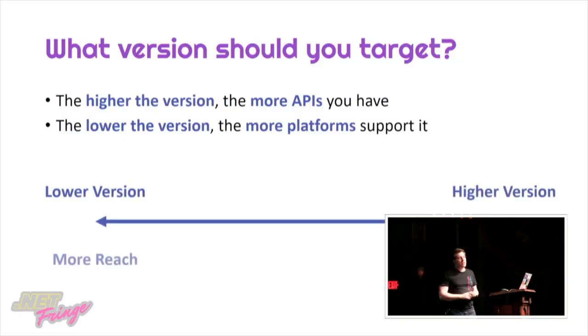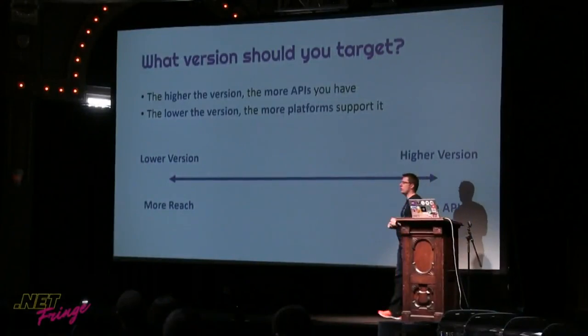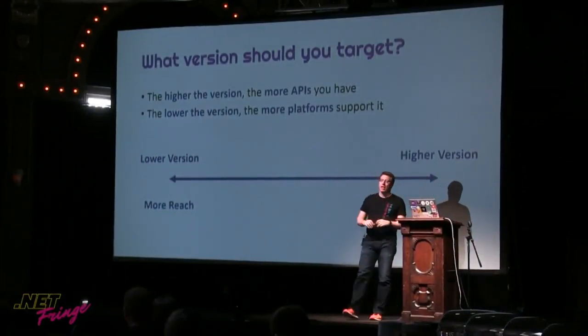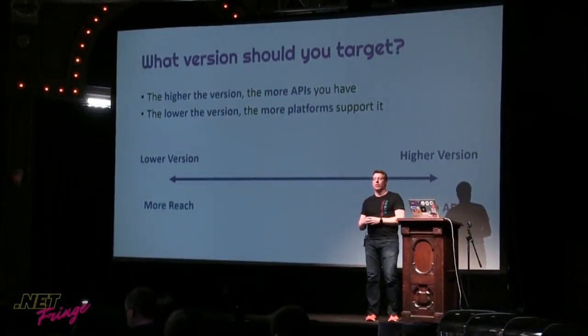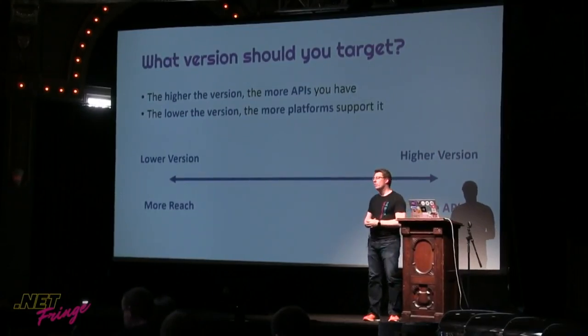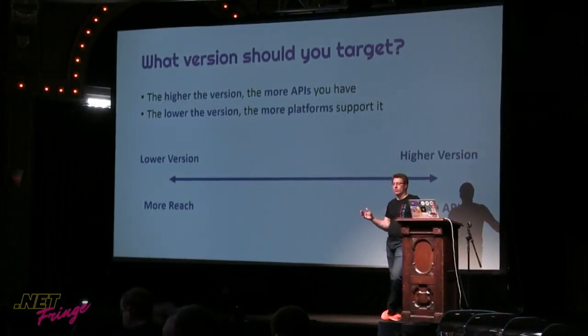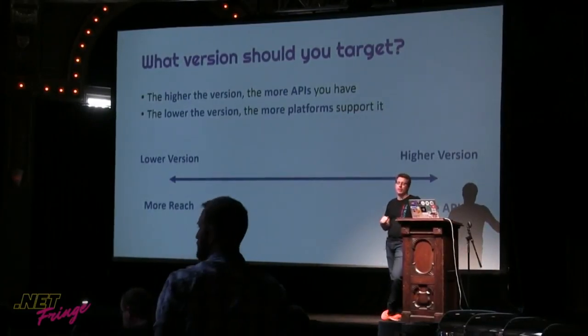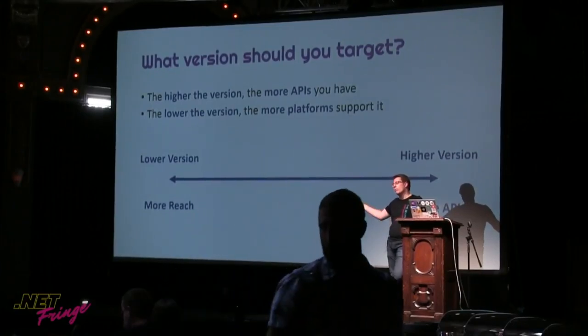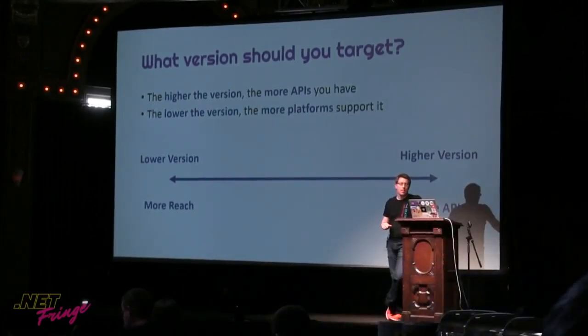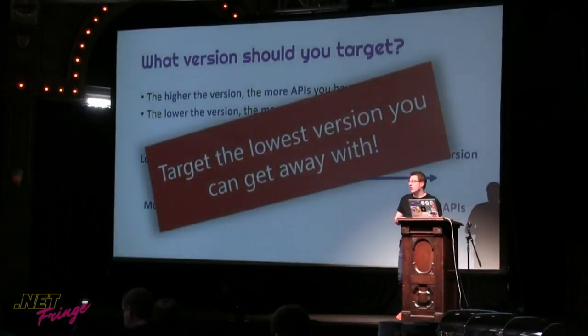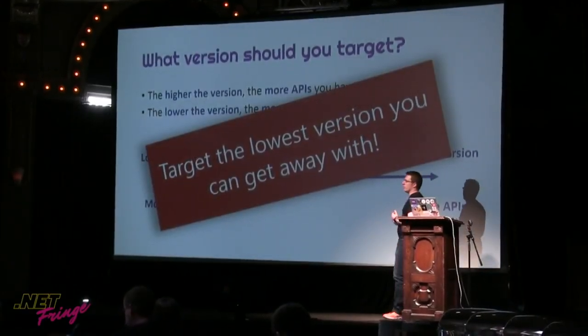All right, so then the next question is usually, okay, what does it mean for me? What should I do? And the answer is, you have to consider this trade-off. The lower the version of the standard is, the fewer APIs you have. But it also means you have more reach. So it's a trade-off between reach and functionality. If you want latest everything, well, then you run on fewer places. So generally speaking, what you should do is you should just target the lowest version you can get away with.